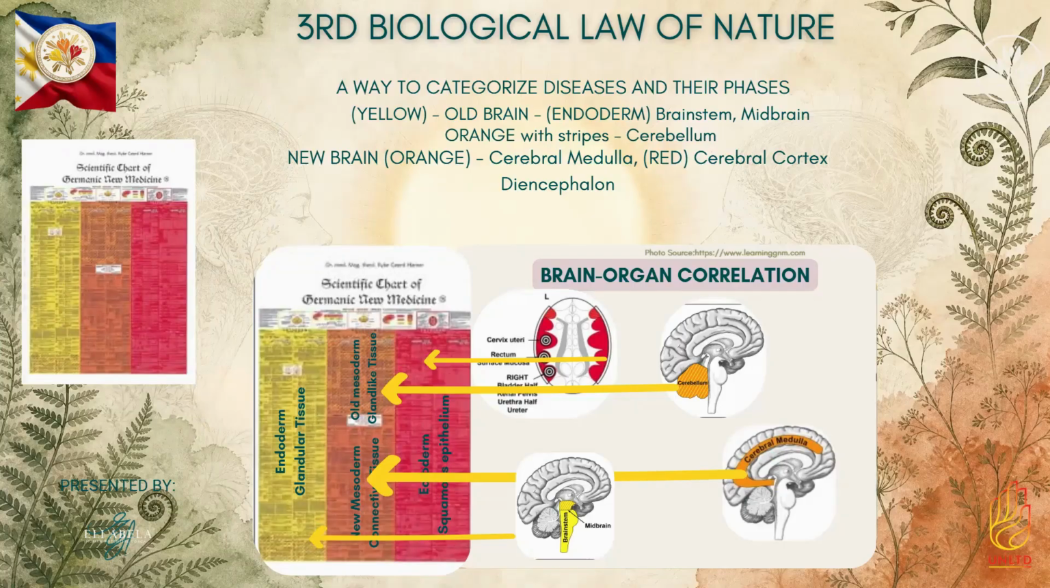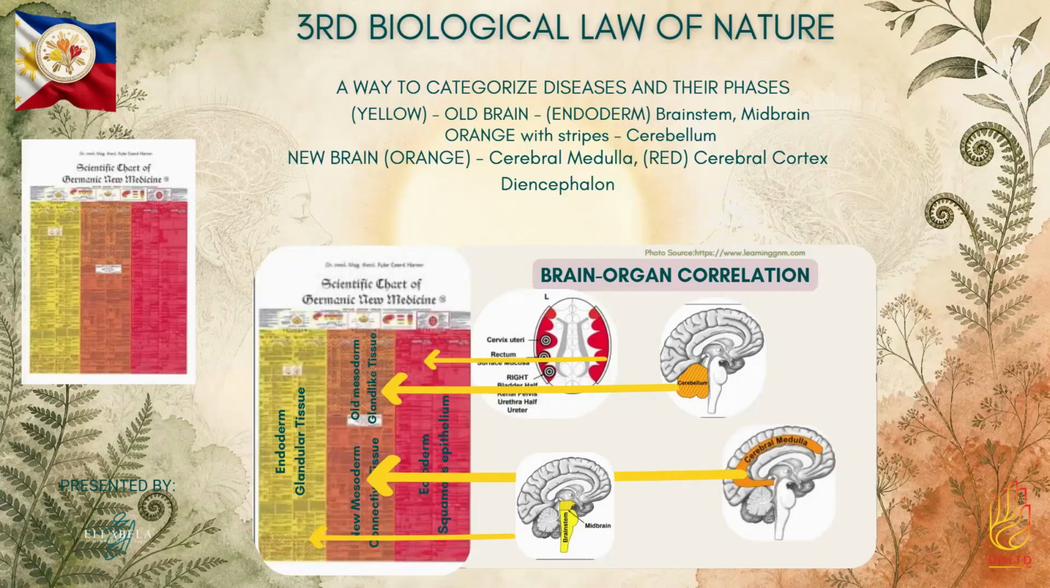The three columns, each represented by different colors, correspond to the germ layers. The yellow column represents conflicts affecting glandular tissues from the endoderm layer. The orange column represents the mesoderm, divided into conflicts of gland-like tissues and connective tissues. The red column represents the ectoderm, which includes conflicts of the squamous epithelium and functional failures.